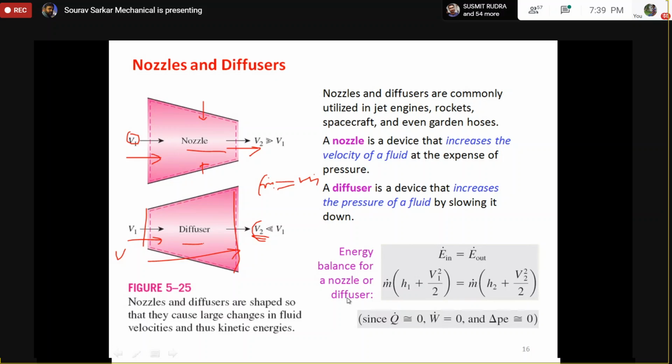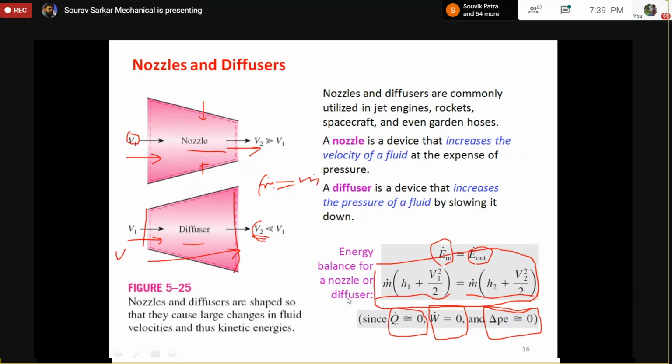So if I apply the energy balance equation, the heat transfer to the nozzle or diffuser is zero, because I am not heating it. There is no kind of expansion work, and if they are at the same potential height or the same potential energy level, I can write down the energy in equal to the energy out. So m dot (h1 plus v1 square by 2) equal to m dot (h2 plus v2 square by 2). Do you understand how I got this equation? Have you understood this part?